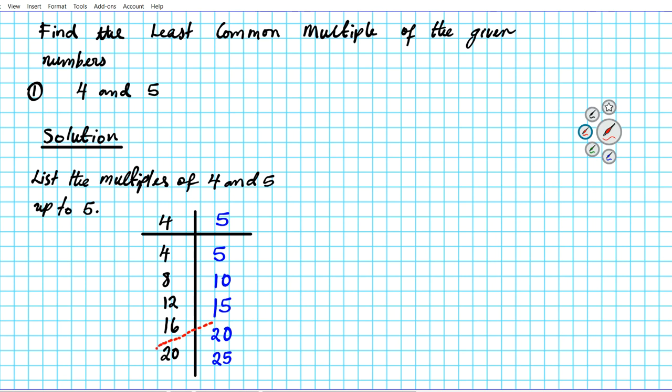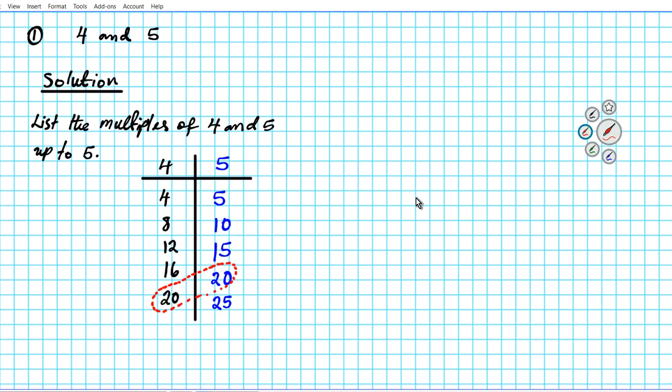There are more multiples that are common, but what we care about is the smallest, the least common multiple, the smallest number that shows up in the multiplication facts for these two numbers. All right, so let's write down what our answer is. So the least common multiple, you can write it using the abbreviation LCM. The LCM of 4 and 5 is 20. Okay, so this is the smallest number that 4 and 5 can go into evenly.